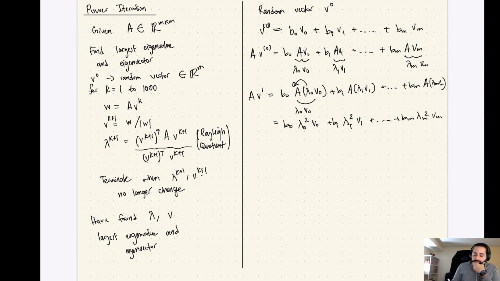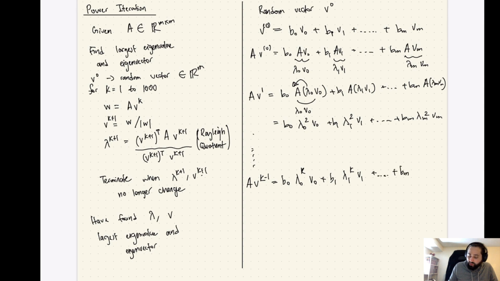Let's go to A to the k V. I've done this k times. Let's say k is a lot, enough to see what's important and not important. I'm going to have B0 lambda 0 to the k, and let's put a minus 1 to be consistent. And I'm now going to have lambda 1 to the k V1, and then I have everything down here, lambda m to the k Vm. And here's the part where we really see what happens.